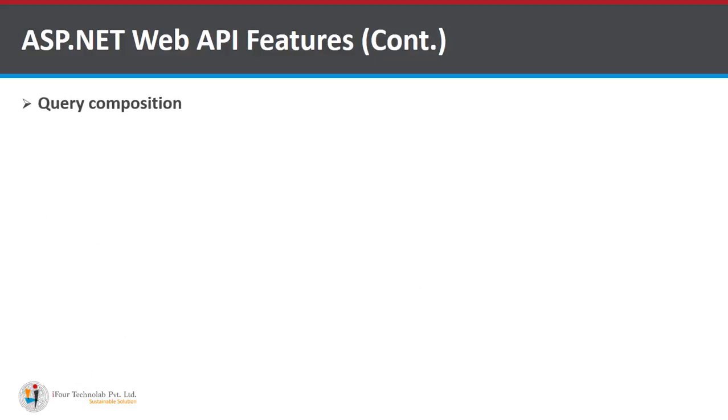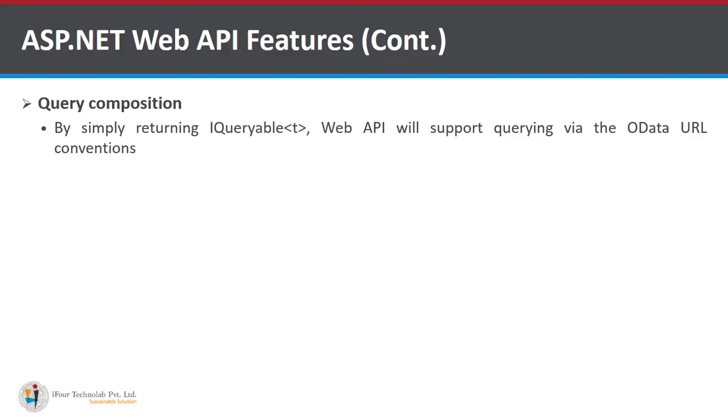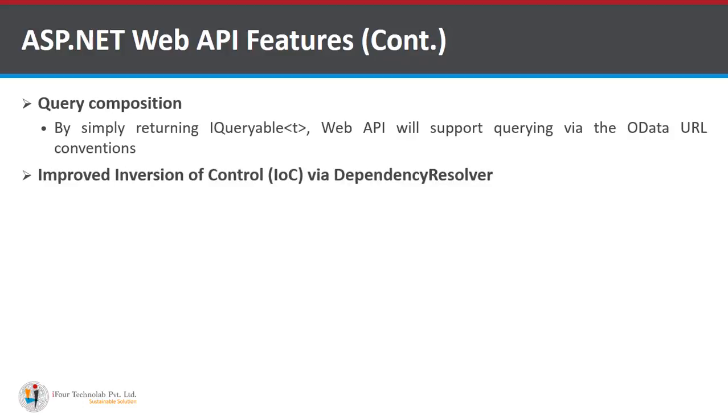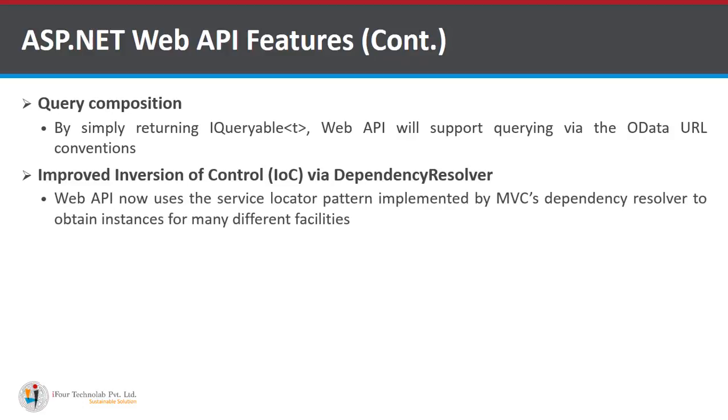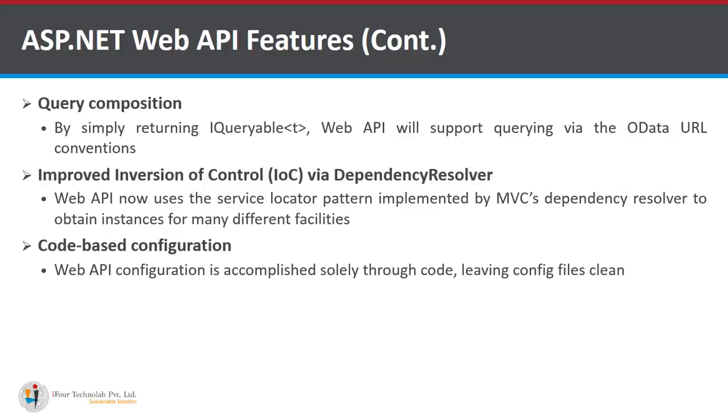Next one is query composition. By simply returning IQueryable of T, Web API will support querying via the OData URL conventions. Improved inversion of control, that is IOC, via dependency resolver. Web API now uses the service locator pattern implemented by MVC's dependency resolver to obtain instances for many different facilities. Code-based configuration. Web API configuration is accomplished solely through code, leaving config files clean.